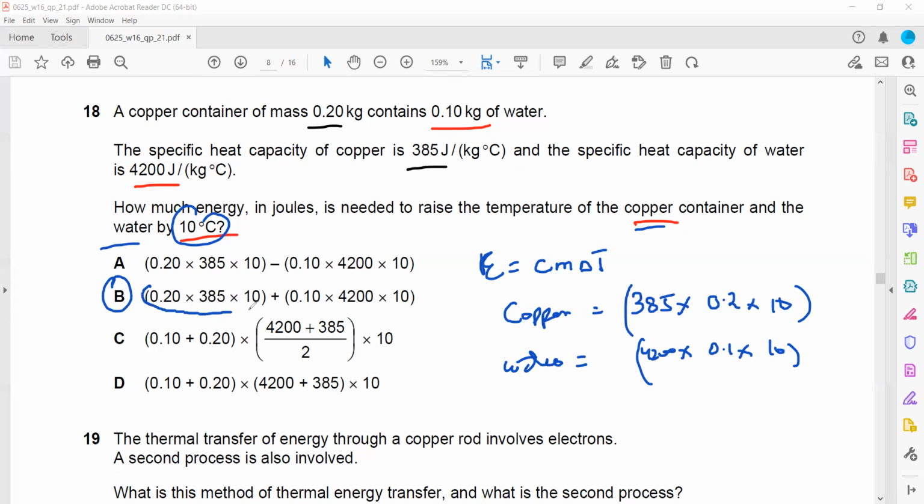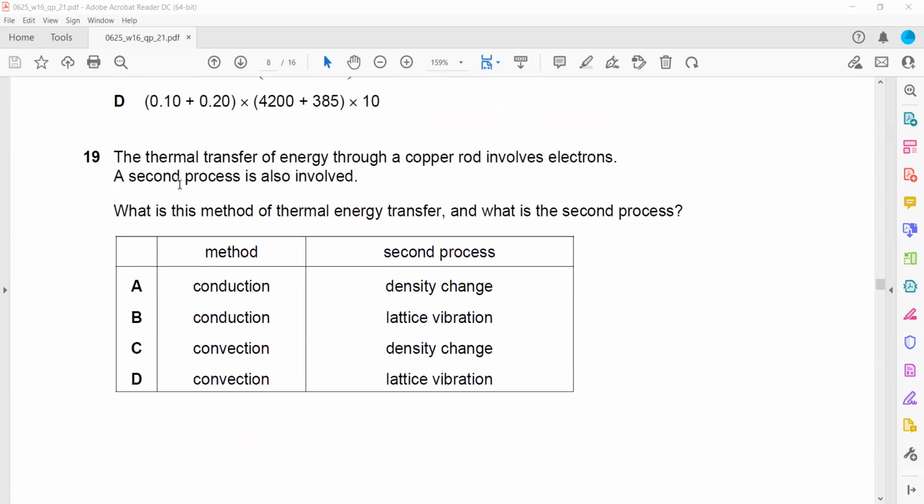This is the energy absorbed by the copper, and the second one is the energy absorbed by the water, and we will sum them to get the total energy needed to change the temperature of the water and the copper by 10 degrees. So we find the individual, separate energies, and then we sum them to get the total energy.